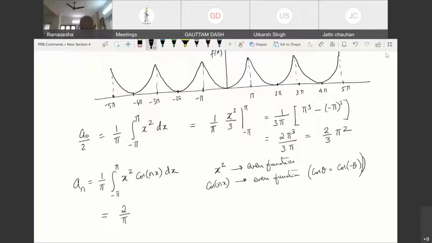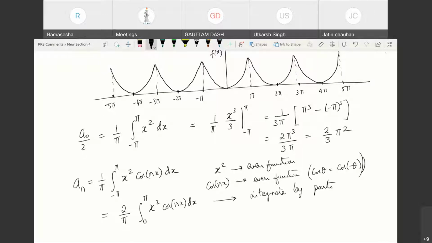Whenever you have some function multiplied by x to the power n, you keep integrating by parts to reduce the power of x in the integral. You want x to the power n to become x to the n minus 1, and so on, and finally a constant so that it is easy to integrate the remaining part. So how does one do it?